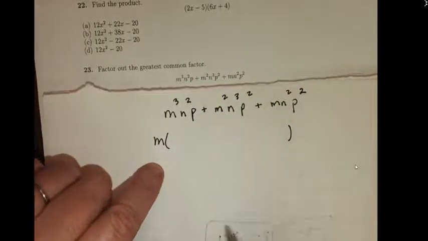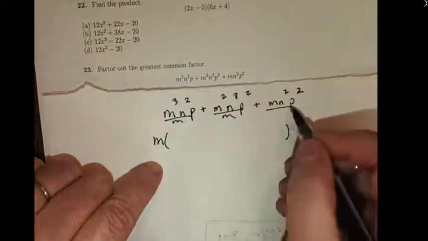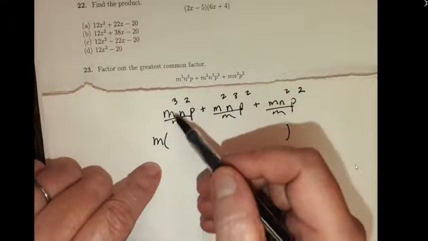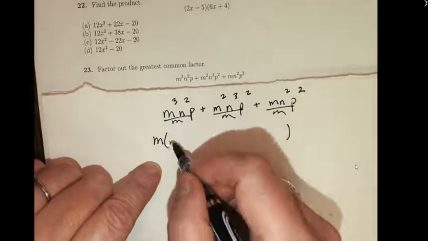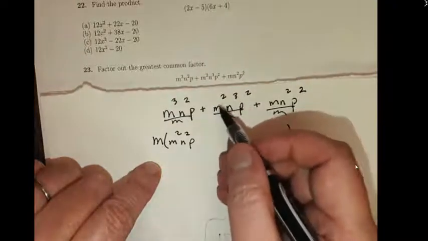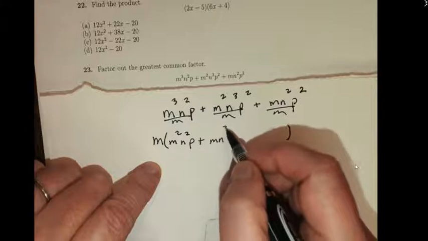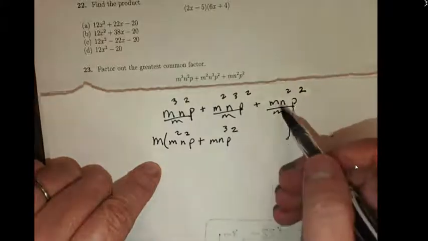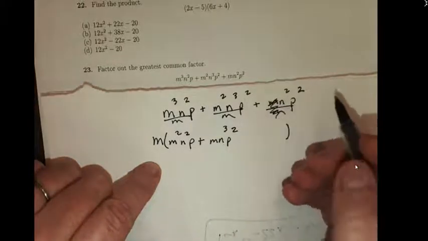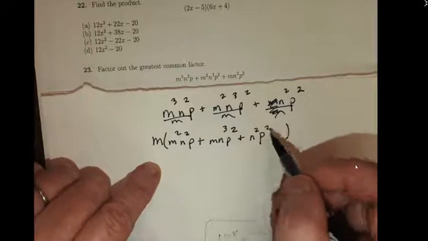So if I remove one of the M's from each of these, what are we going to be left with inside? Well, if I remove one of these, I'm going to have two M's. If I remove one of these M's, I'll have one left. If I remove these M's, well, they cancel out completely, and I'll just have that left. Okay, now let's keep going.